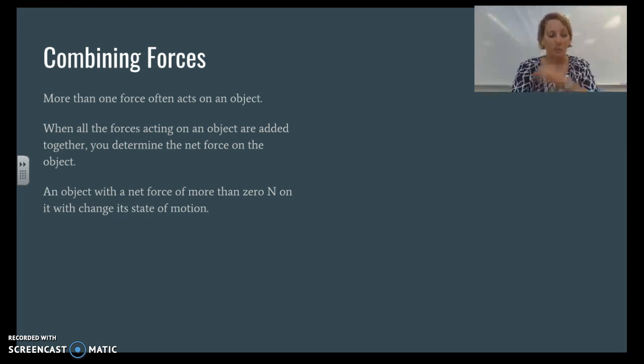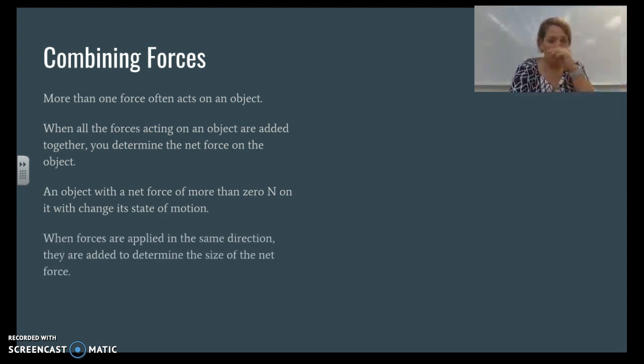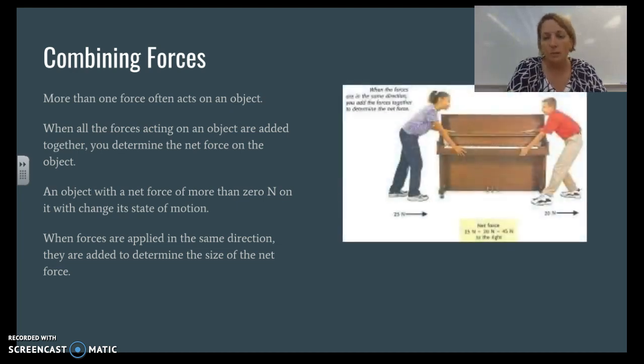So if I even have a net force of 0.1 newtons, that object is in motion because it is acted on by an unbalanced force. When the forces are applied in the same direction, you add them up, and I'm going to show you lots of examples of this. All right, so if the forces are both moving in the same direction, you add them together. If they're moving in opposite directions, we'll subtract them, and I'll talk about that.